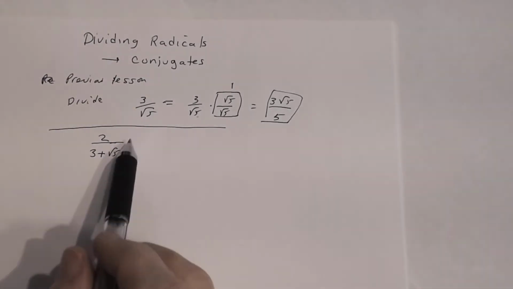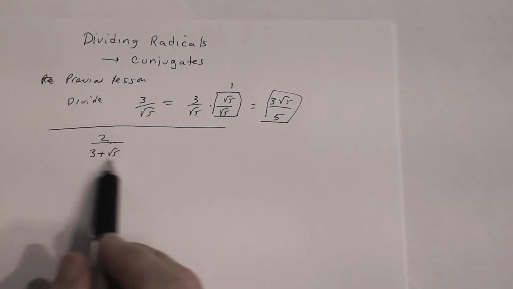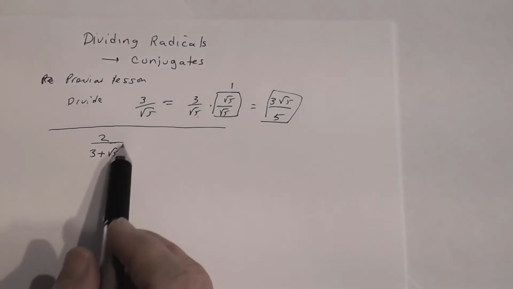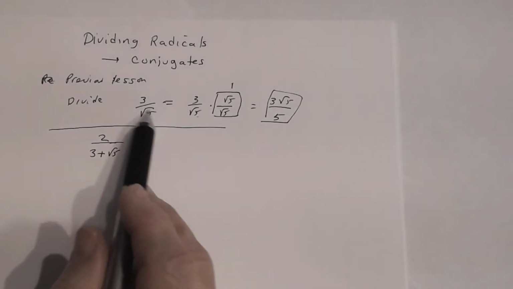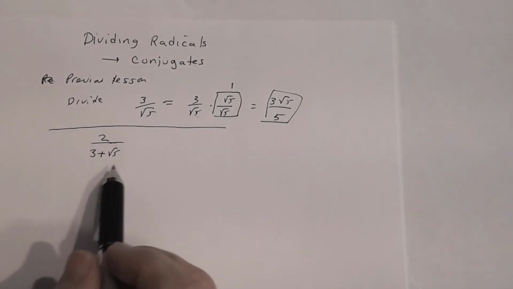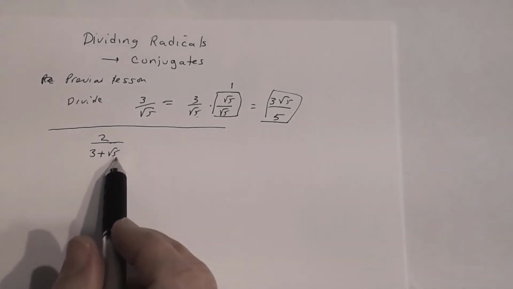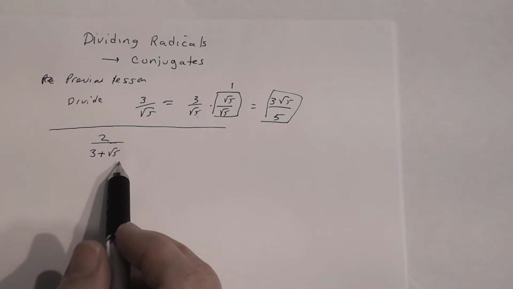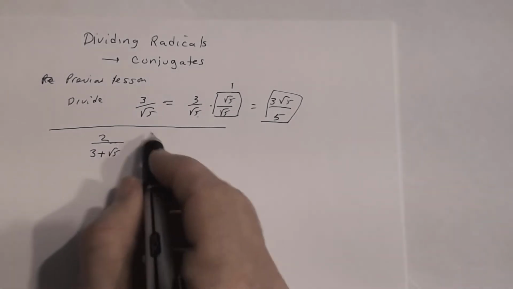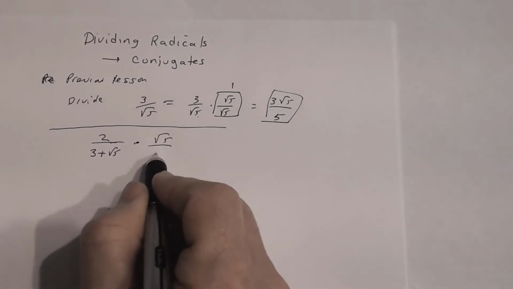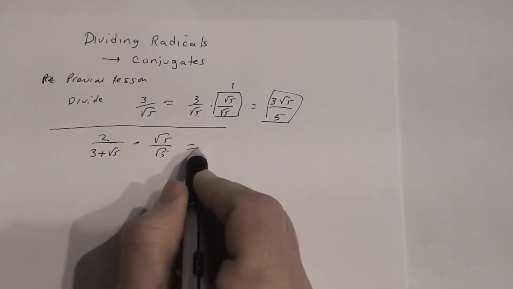So now I have a binomial, or I should say an expression with 2 terms. So I have 2 terms here, and here I only had 1 term. So how do I deal with 2 terms? Do I just multiply the numerator and denominator by the square root of 5? No, because if you multiply both numerator and denominator by the square root of 5, it's not going to work, because watch.